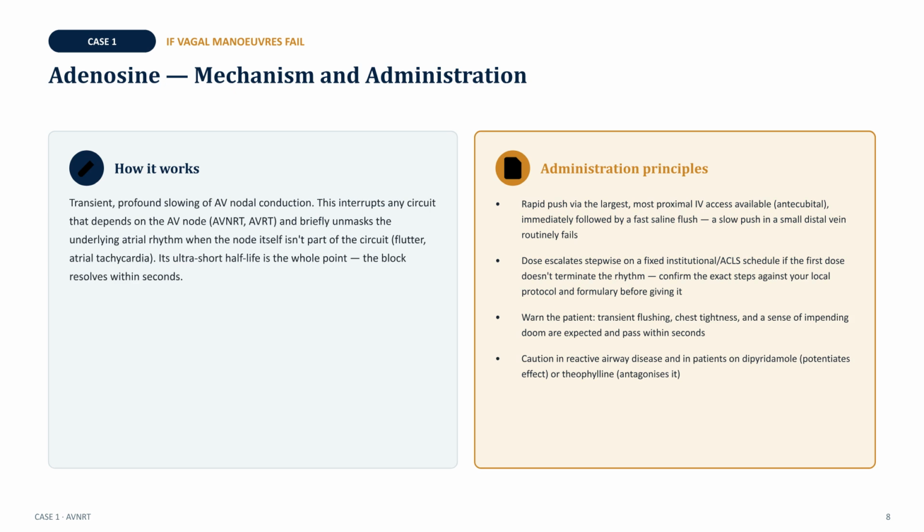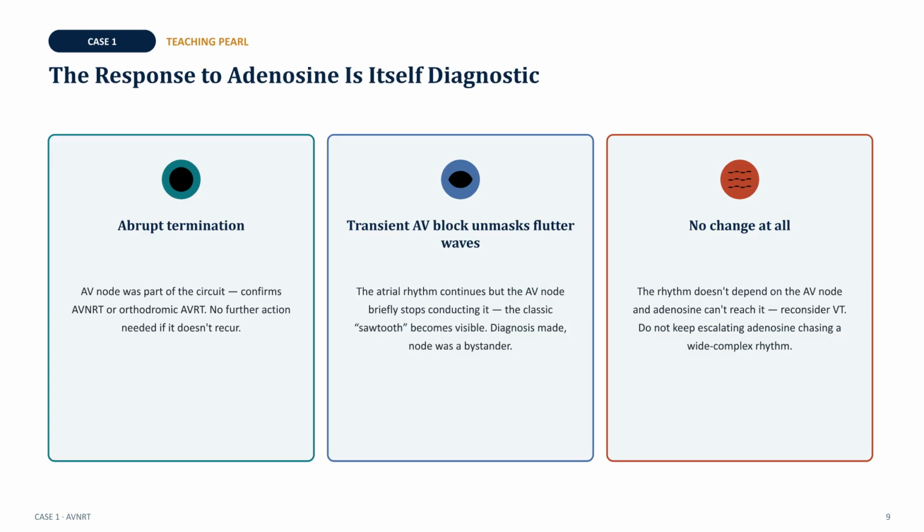If vagal maneuvers fail, adenosine is often used. It works by causing transient AV nodal block. Always check your local protocol for dosing, and remember to inform the patient about the expected, albeit uncomfortable, sensations of flushing and chest tightness. The response to adenosine is itself diagnostic.